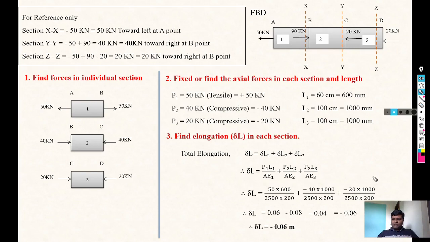Okay, this unit should be in mm. Why mm? Because we have considered length in mm. So hope you have understood the numerical. If you do not understand, please write your question in the comment.